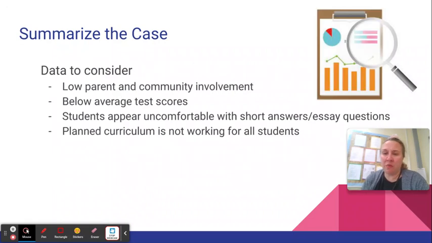A couple of things that were not mentioned that I think are important to consider is how do we inspire the parents and the community to be more involved? How are we going to address the below average test scores? Specifically when it comes to short answers and essay questions. If the students are just skipping these type of questions, how do we work within the curriculum to inspire them to try harder on that, or how do we practice that in the classroom? And how do we address the fact that the planned curriculum is just not working for all the students?